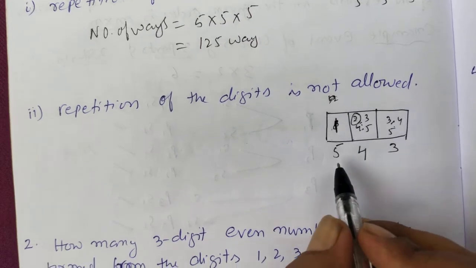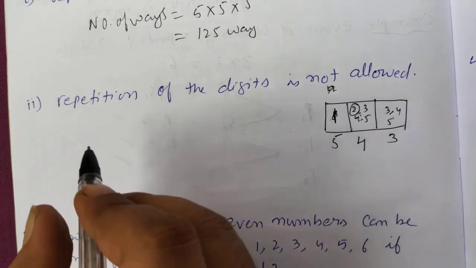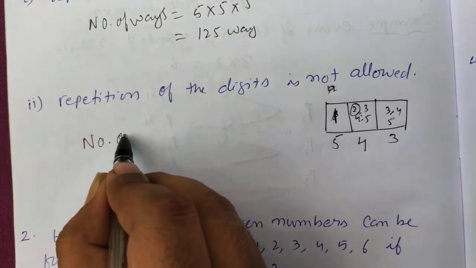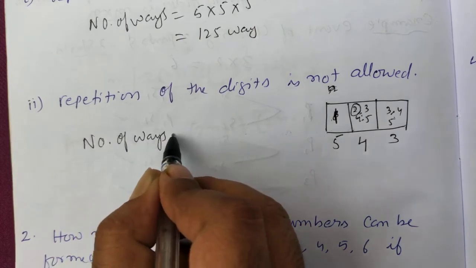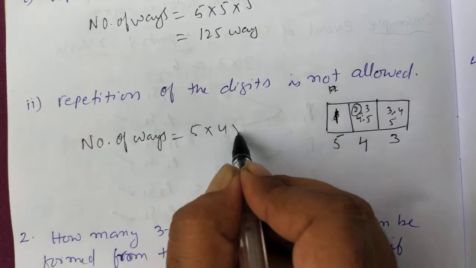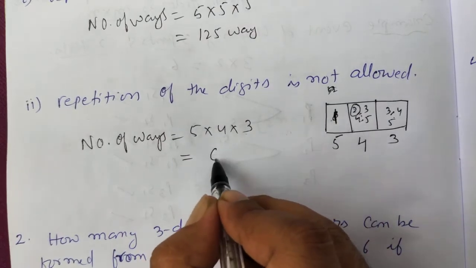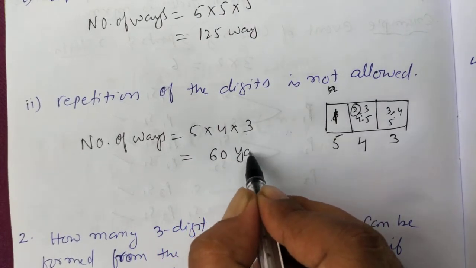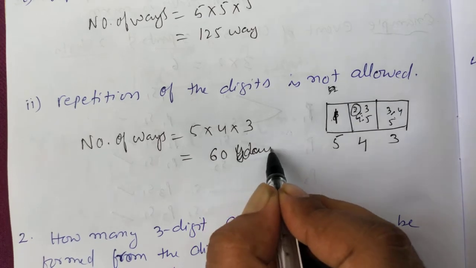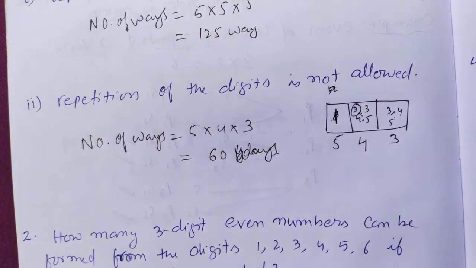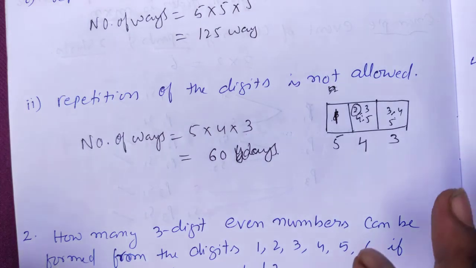So we can arrange in 5 into 4 into 3 ways. So the number of ways will be 5 into 4 into 3, that is 60 ways. Okay. Next, question number 2. I hope you got it.